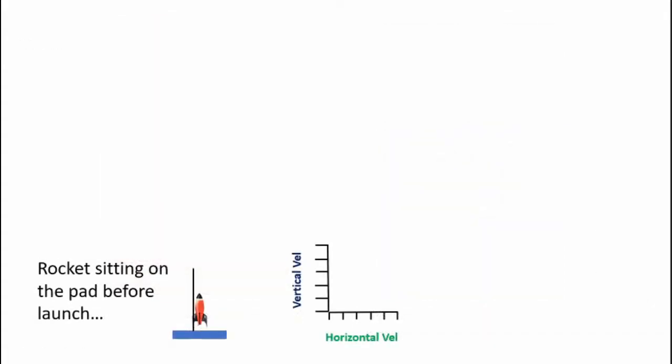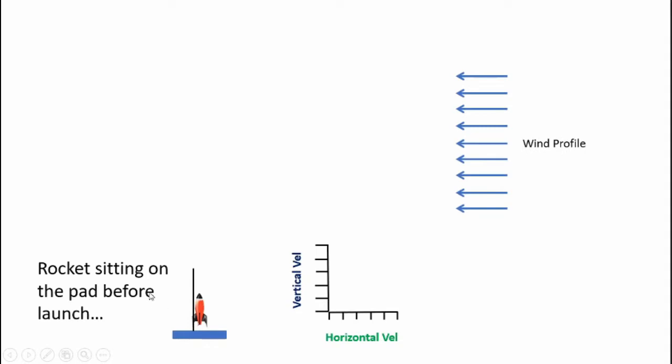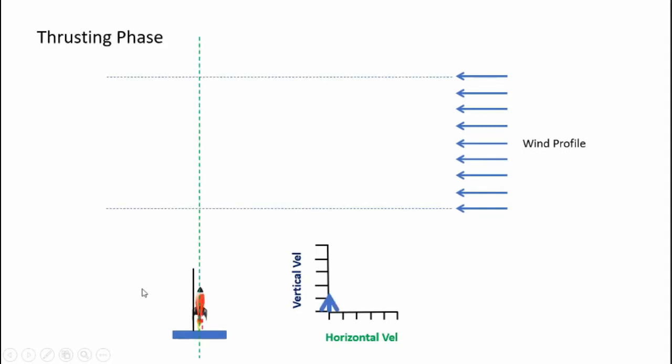Now let's take a look at how a thrusting rocket behaves in the wind. Here I have my rocket sitting on the launch pad. I'm going to depict the vertical velocity and horizontal velocity with blue and green arrows as the rocket flies. So here's the wind profile, and it's occurring between these two altitudes. I'm going to assume that the rocket is launched vertically initially.